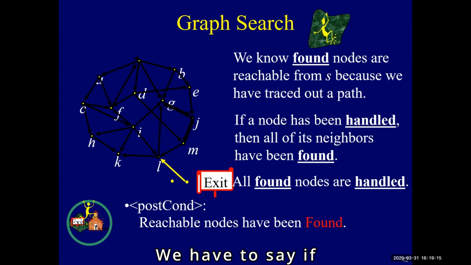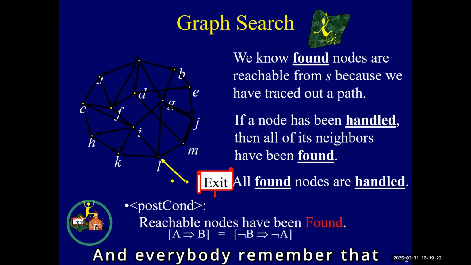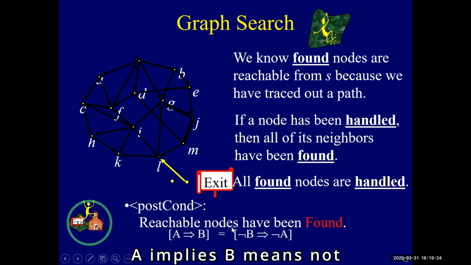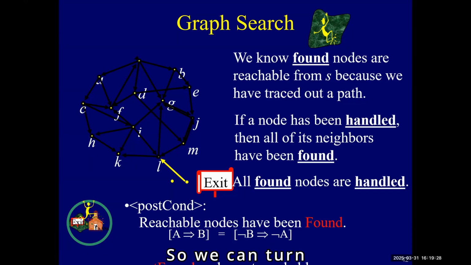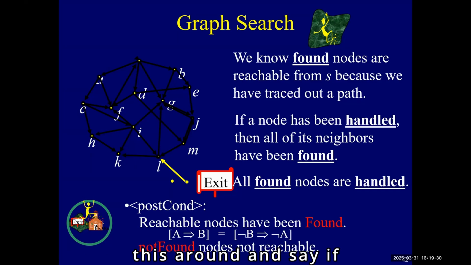We have to say, if it's reachable, then we find it, right? And everybody remember that A implies B means not B implies not A, right? Contrapositive. So we can turn this around and say, if you haven't found it, then it's not reachable, right? Everybody see that's the same?